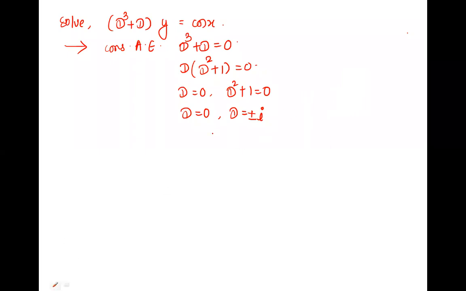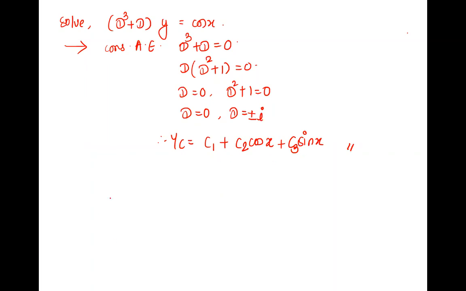One is real, the other is imaginary. Therefore, YC is C1 e raised to 0x, you can write it or not. Plus e raised to 0x into, alpha is 0, so e raised to 0x in the bracket, C2 cos beta x. Beta is 1, so C2 cos x plus C3 sin x. Everyone is understanding? YC?